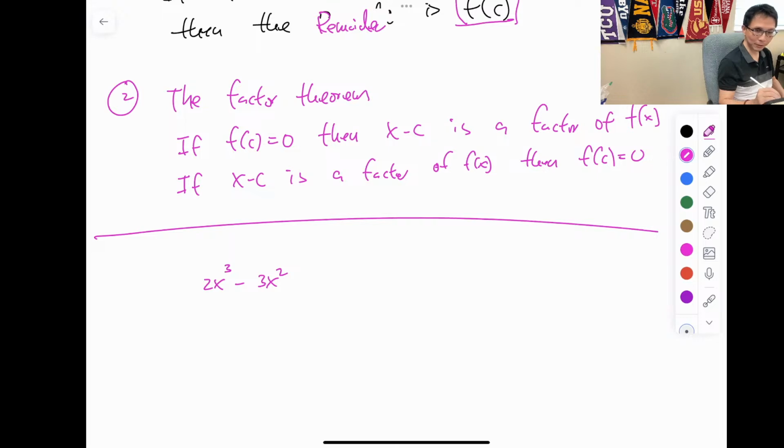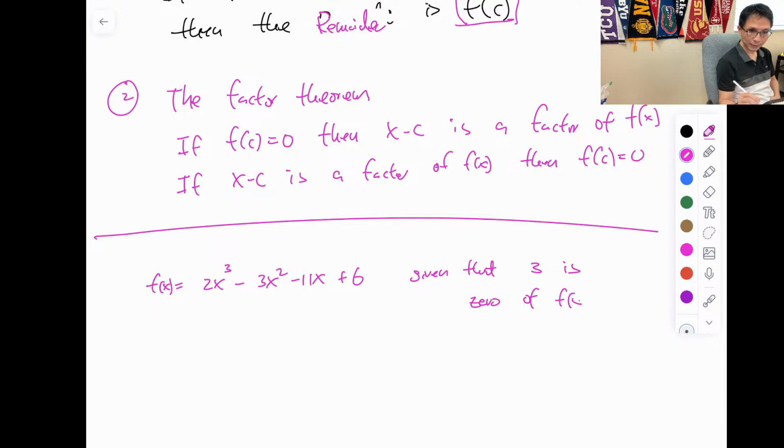Okay, so we're going to talk about this question. Okay, so hopefully you can understand this. Now this question is going to start like this. Given that we know 3 is a 0 of f of x. 3 is a 0. Okay, 3 is a 0.